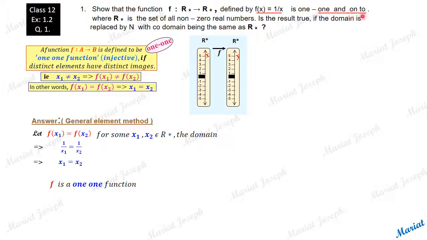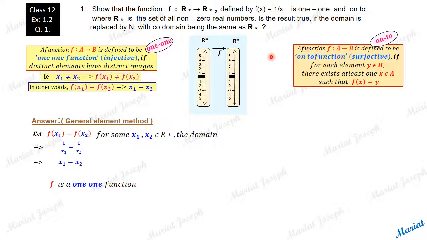Now let's see whether it is an onto function. What is an onto function? A function defined from set A to set B is called an onto function or surjective function if for each element y taken in the codomain, there exists an element x in the domain such that the image of that x is the y that you have taken.